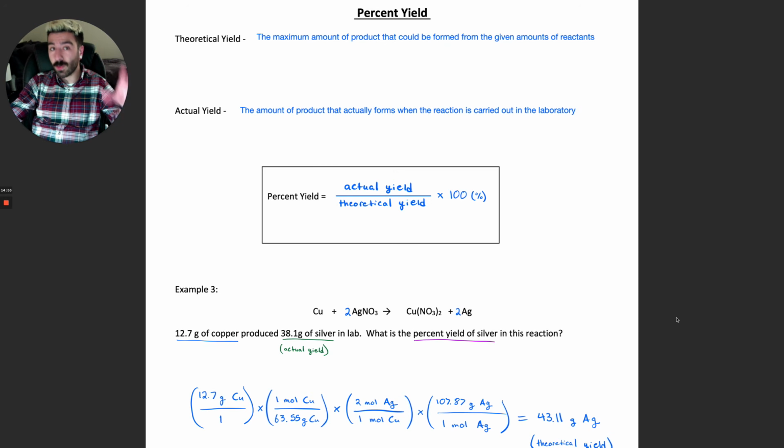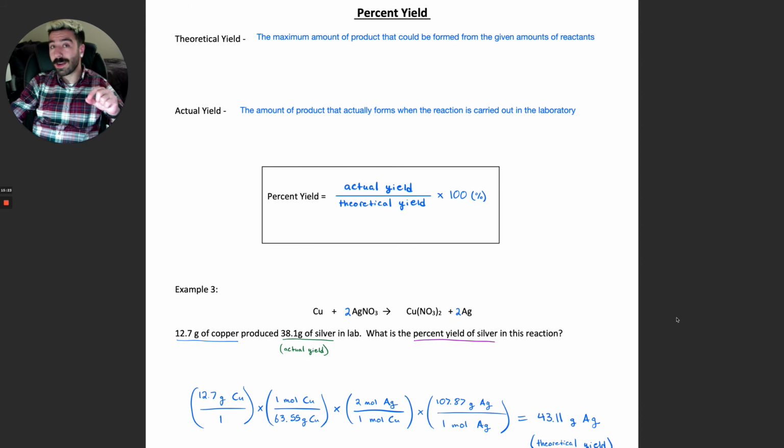That's the theoretical yield. That is the maximum amount of that product that could be formed given the amount of reactants that we had. But there's also the actual yield, which is the amount of product that actually forms when the reaction is carried out in the laboratory or in a lab. So how much did you actually get when you did that? Was any lost along the way? Did any human error happen that made you get a little bit less?